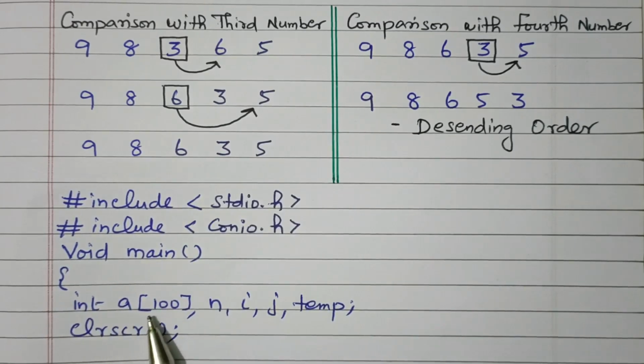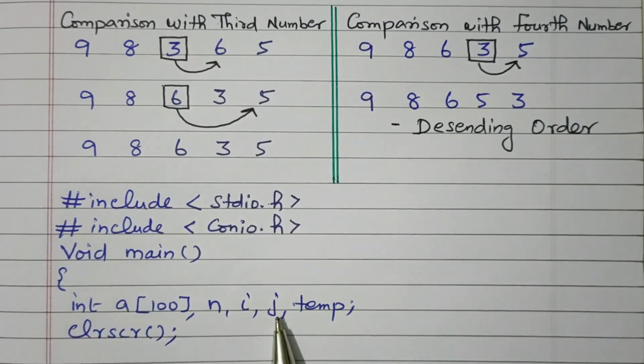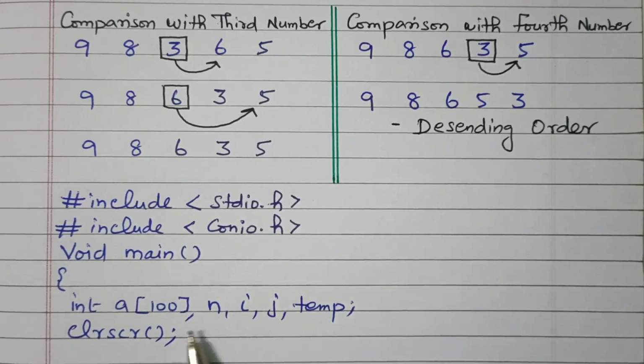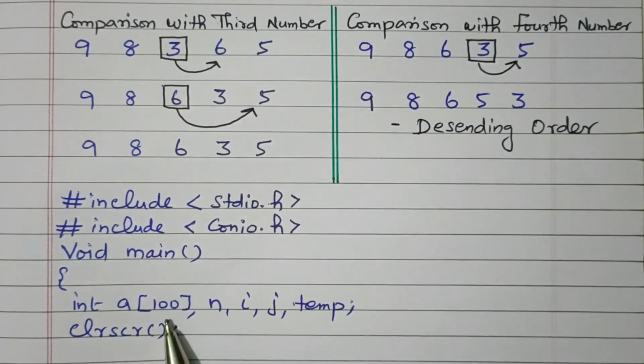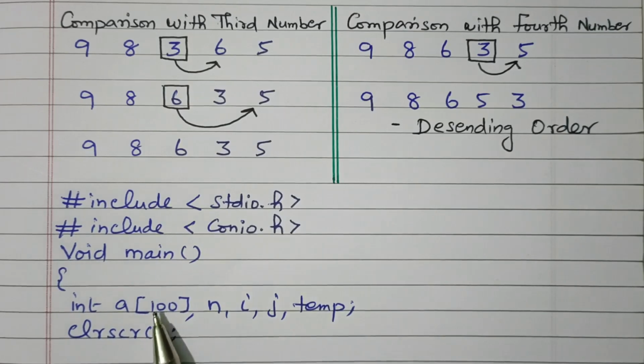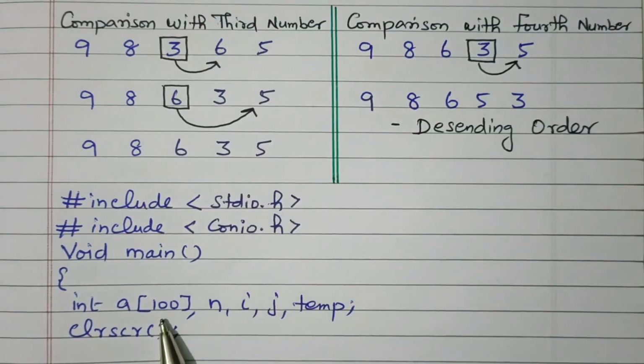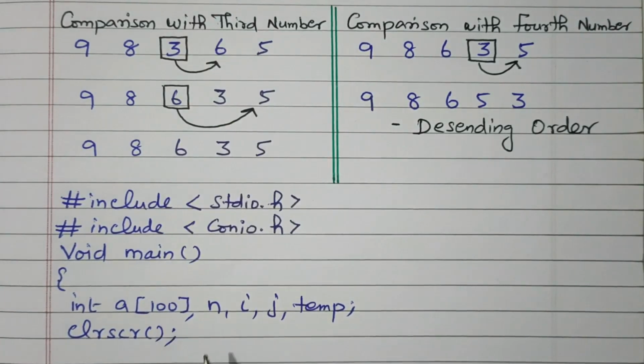First step is we need to declare the variables. Our required variables should be declared. The first is A of 100. A of 100 is a single dimensional array. We can store a maximum of 100 numbers in this array. Array name is A, the size is 100. But in this program we will use 5 numbers, what we discussed in the comparison. But we can use up to 100 numbers also.